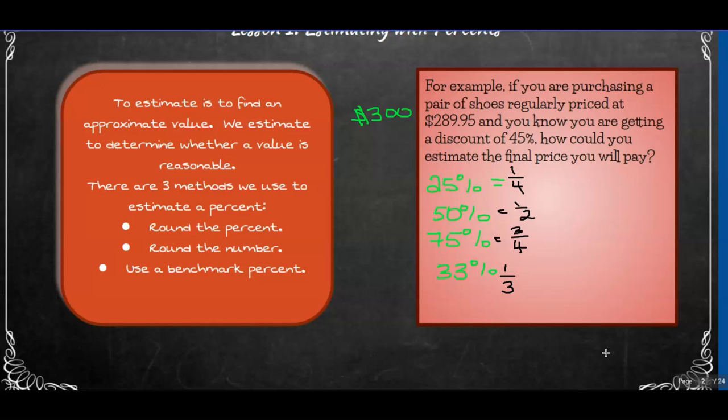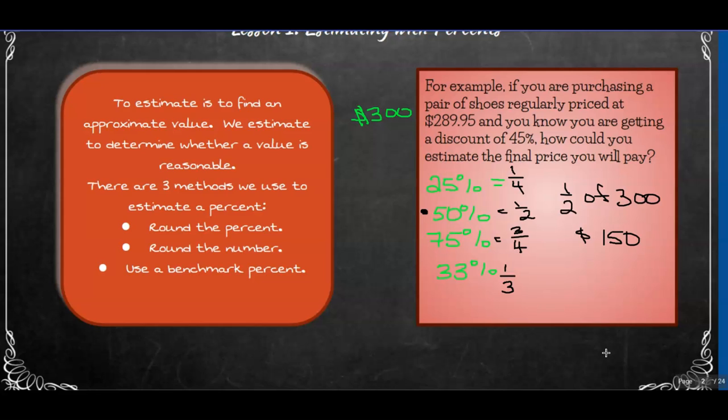So the benchmark percent that I would use here would be this 50%, because it is close to 45%. So 50% is 1/2, and it's really easy to take half of a number that you've rounded up to 300. So 1/2 of $300 would be about $150.